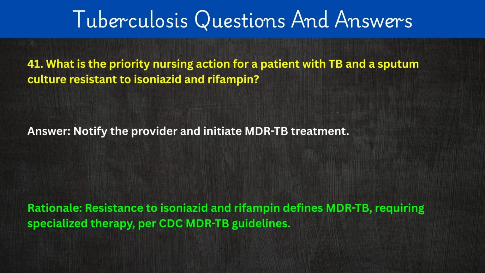41. What is the priority nursing action for a patient with TB and a sputum culture resistant to isoniazid and rifampin? Answer: notify the provider and initiate MDR-TB treatment. Rationale: resistance to isoniazid and rifampin defines MDR-TB, requiring specialized therapy, per CDC MDR-TB guidelines.